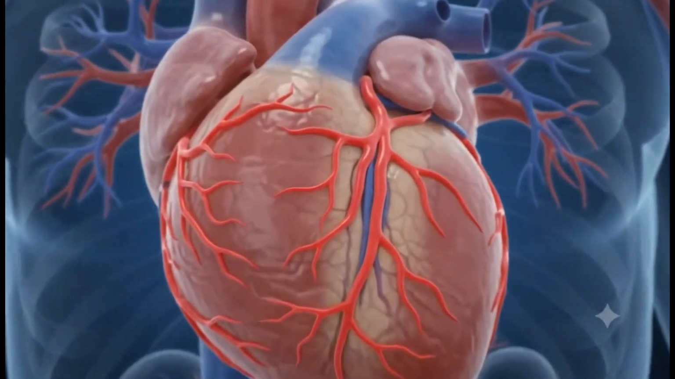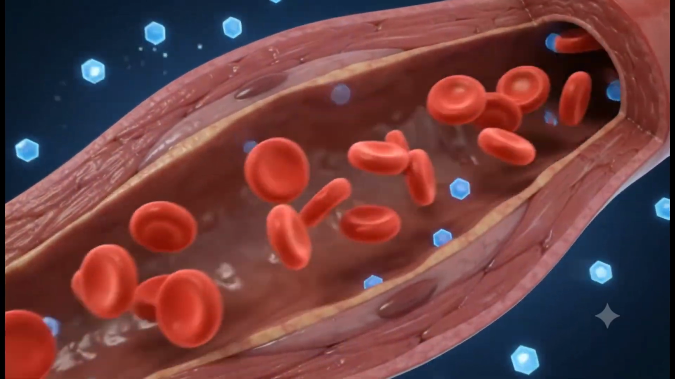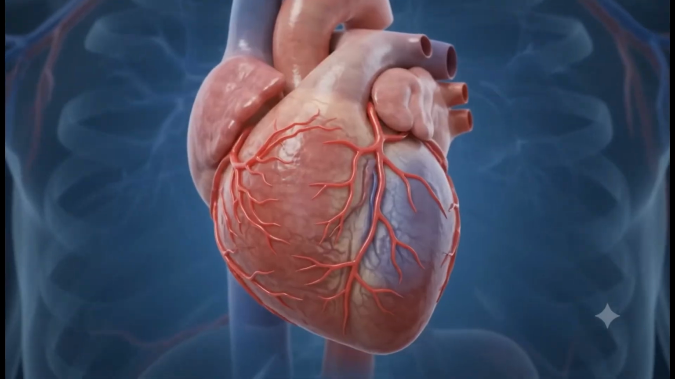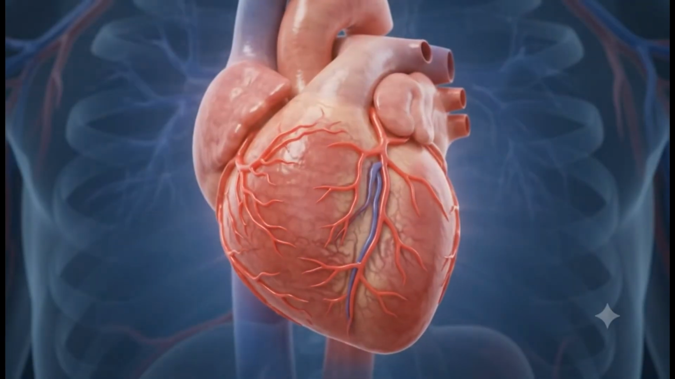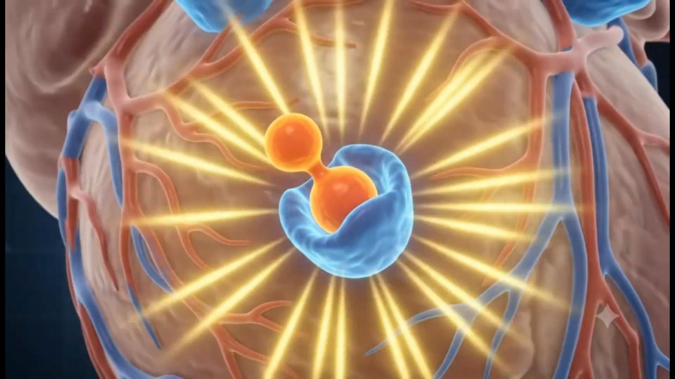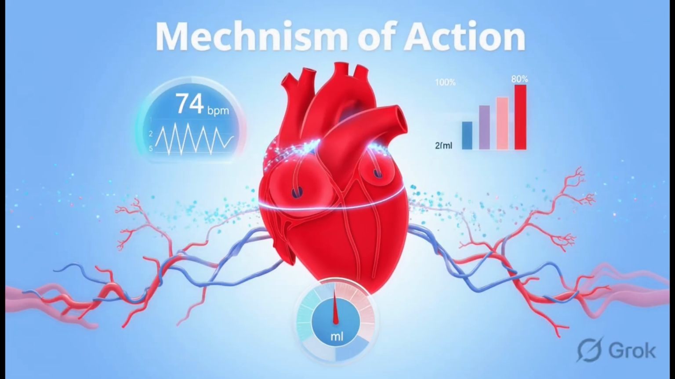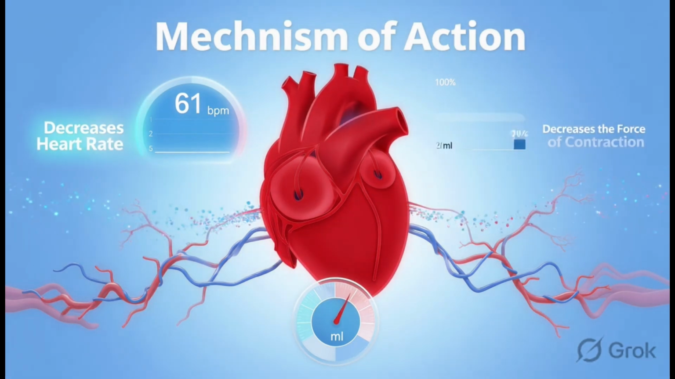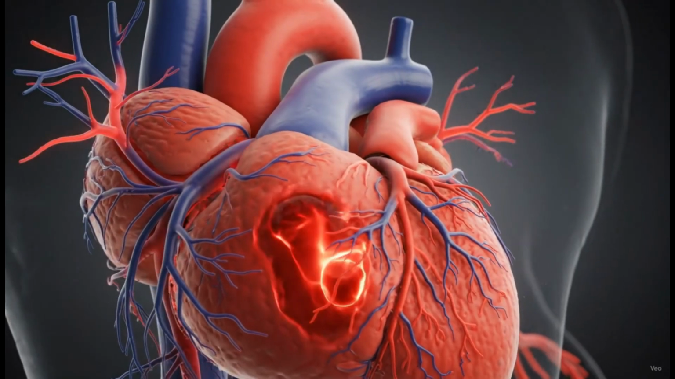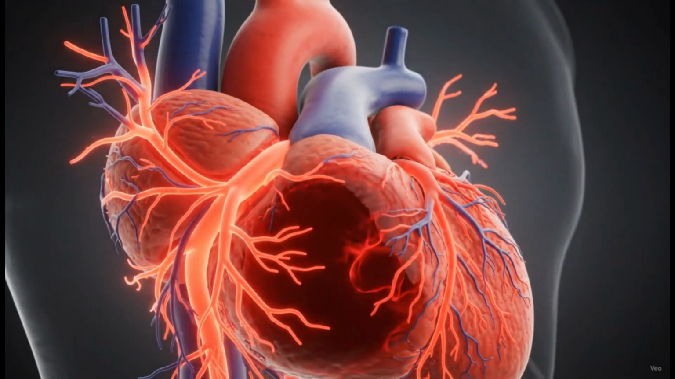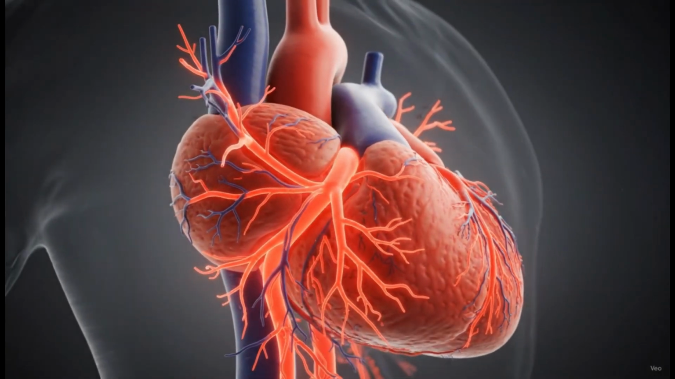Nitrates relieve coronary artery spasm, making them especially useful in variant angina, and they redistribute coronary blood flow toward ischemic areas of the heart. Beta blockers work by blocking beta-1 adrenergic receptors in the heart. This decreases heart rate, decreases the force of contraction, and lowers myocardial oxygen consumption. It also increases diastolic filling time, improving coronary perfusion, since coronary blood flow occurs mainly during diastole.